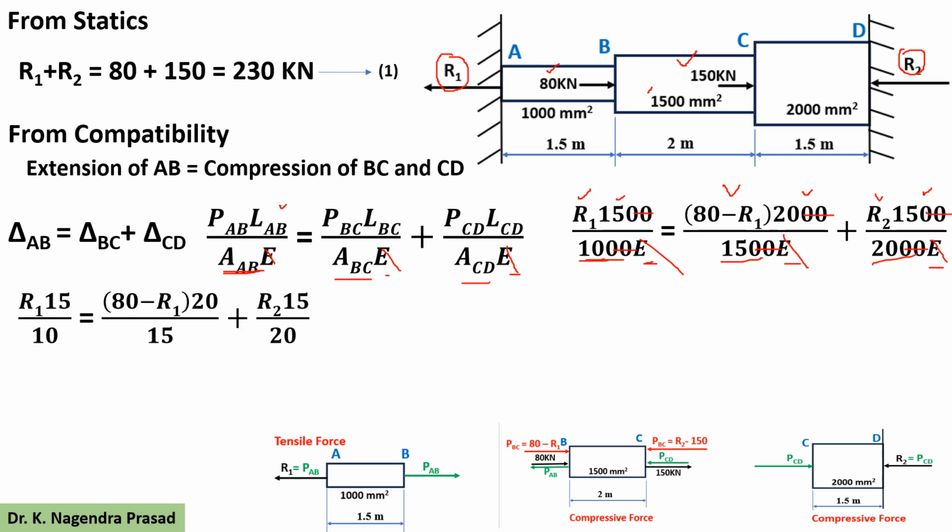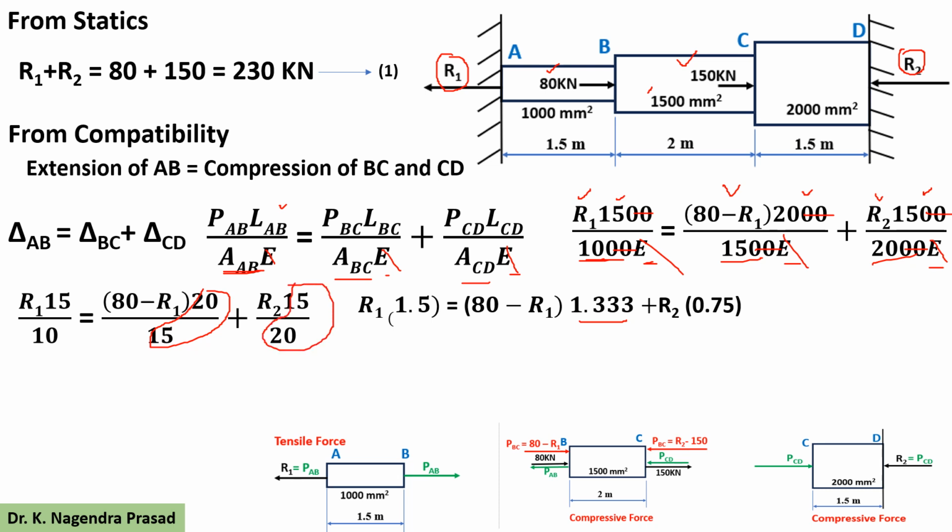Then this equation can be written as R1 into 15 divided by 10 equal to 80 minus R1 into 20 divided by 15 plus R2 into 15 divided by 20. So this equation can be written as R1 into 1.5 equal to 80 minus R1 into 20 divided by 15, which is 1.333, plus R2 into 15 divided by 20, which is 0.75.